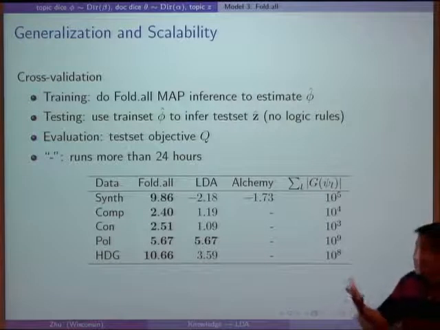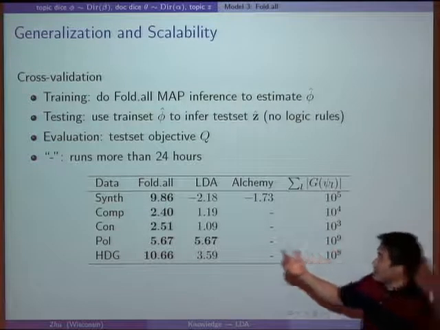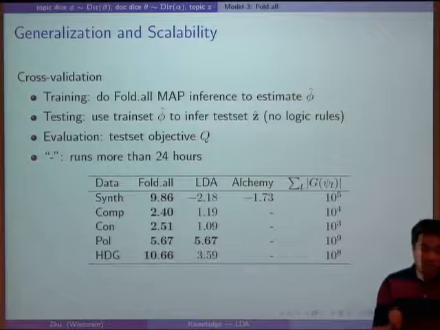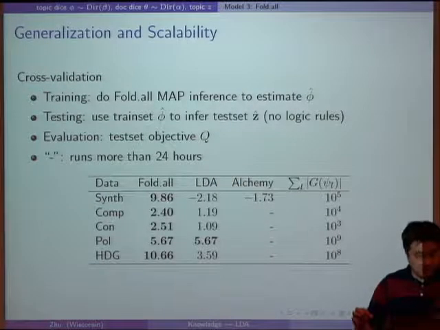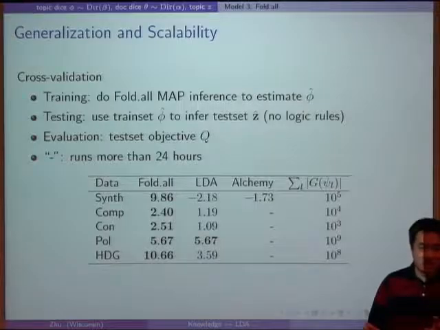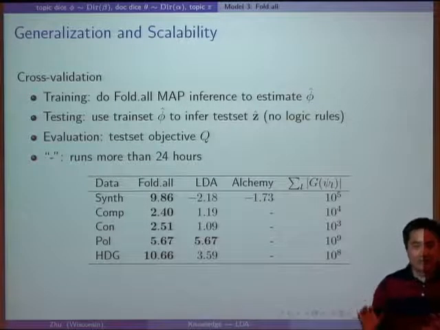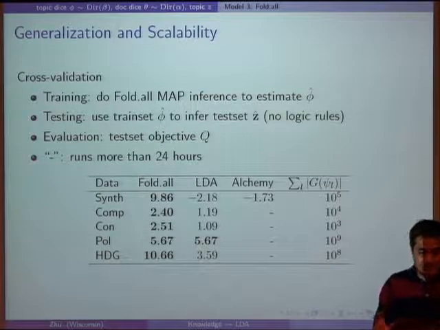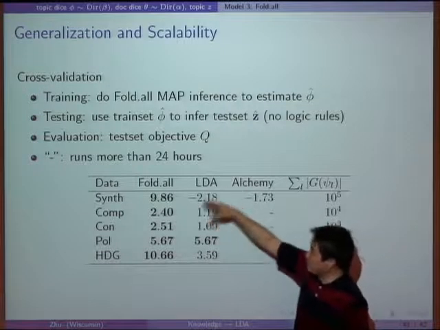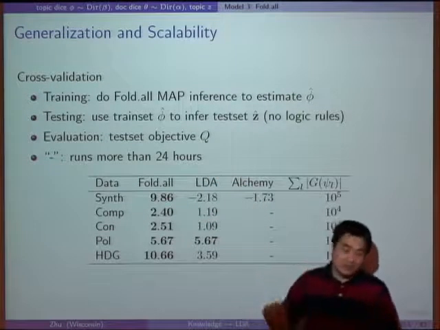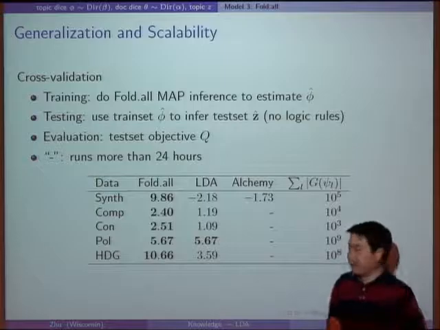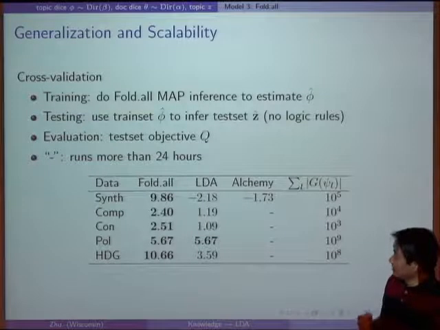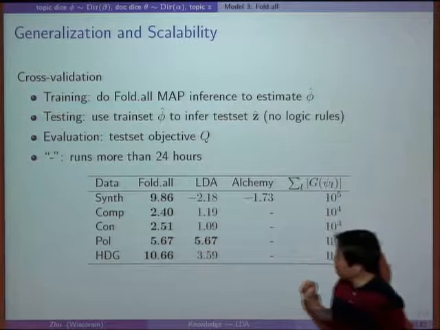But we did something slightly different. We looked at the test objective Q, which balances both the desire to satisfy logic as well as the desire to satisfy the LDA model. In general, in this table, that's the test set Q. You want this number to be big. The bigger, the better. And as you can see, this is pretty good on the test set.